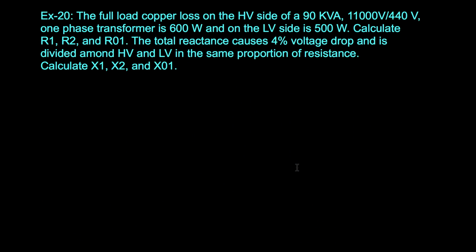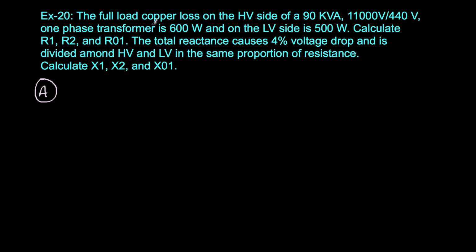All right. So this is example 20. The full load copper loss on the HV side of a 90 kVA, 11 kV by 440 volt, single phase transformer is 600 watts, and on the LV side is 500 watts. So what is given? Again, goes without saying, you can try yourself to answer this question and compare your answer with my answer. But then let's do it here.